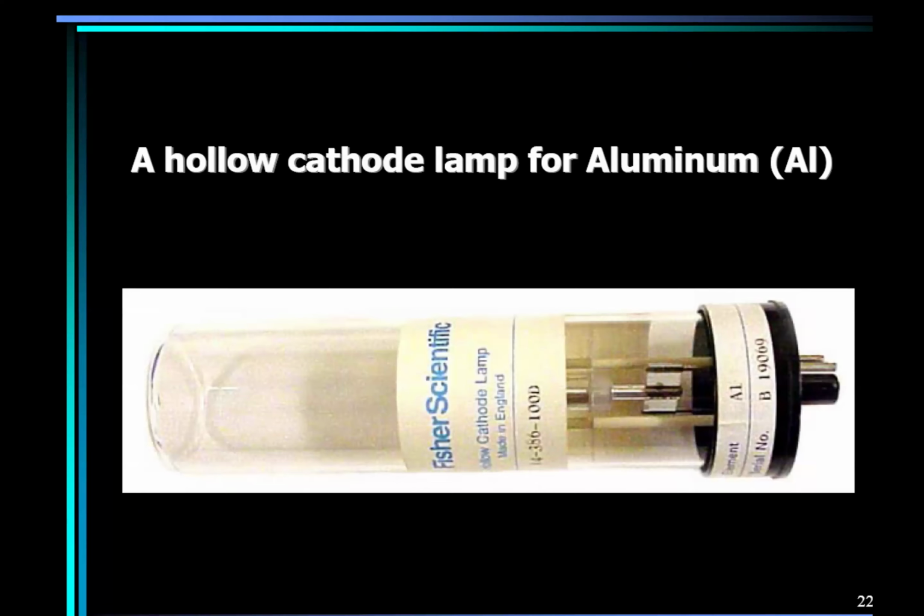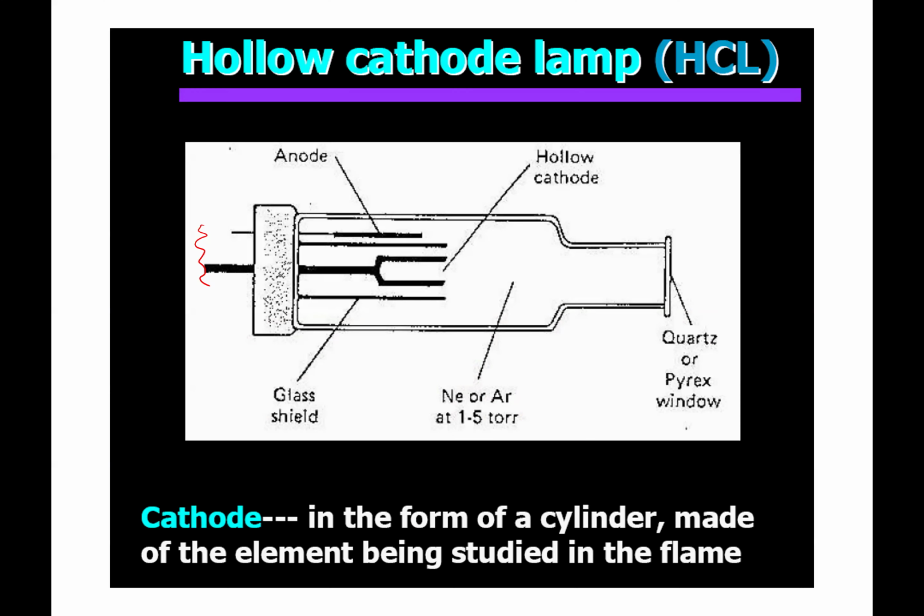I'll go into the details on how this works. Usually the cathode is in the form of a cylinder. You can see the hollow cathode there. It's made of the element being studied in the flame. Please make sure you note that. It's just a metal. It is going to be smeared with that metal that you are analyzing.